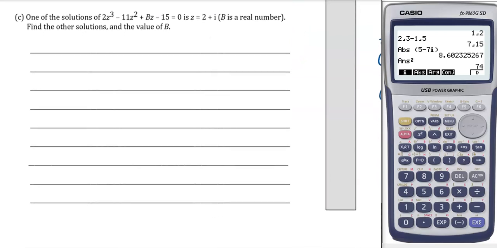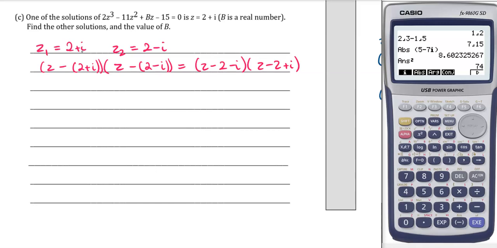Okay, one of the solutions of this expression is 2 plus i. So we'll call that root number 1. Root number 2 is always its conjugate. Okay, then we can find the other solutions. So we know if this is a root, then z minus that thing is a factor. Same with the conjugate. So that, if we multiply that through, will also be a factor of our original expression. We've got z minus 2 minus i, z minus 2 plus i. Let's multiply that out, we get the following.